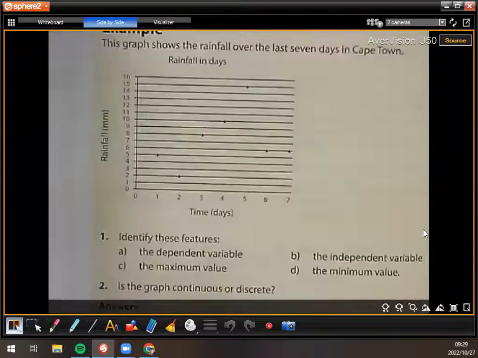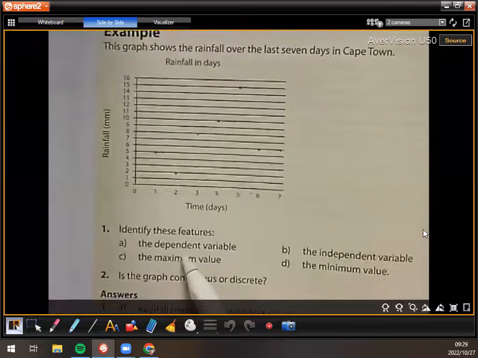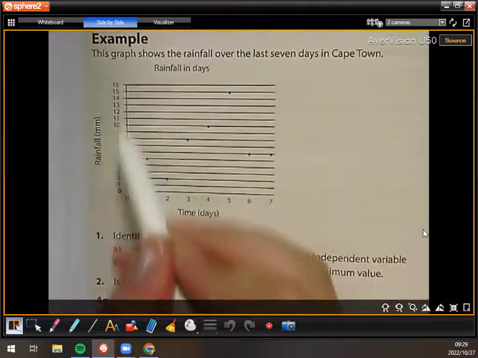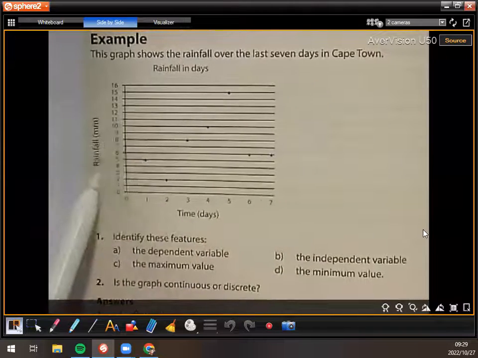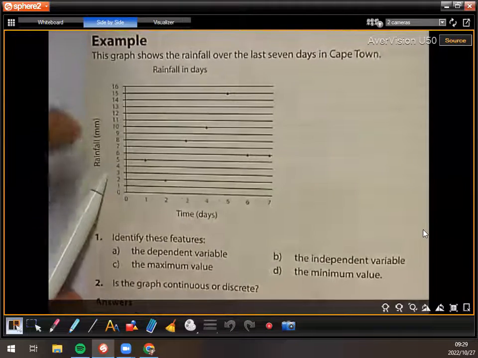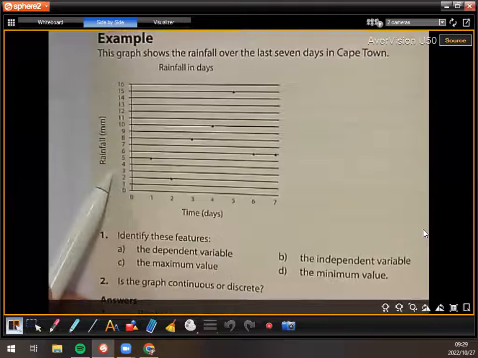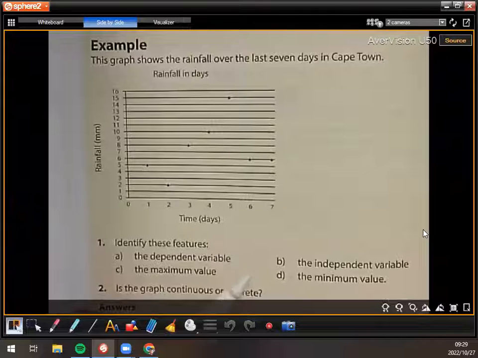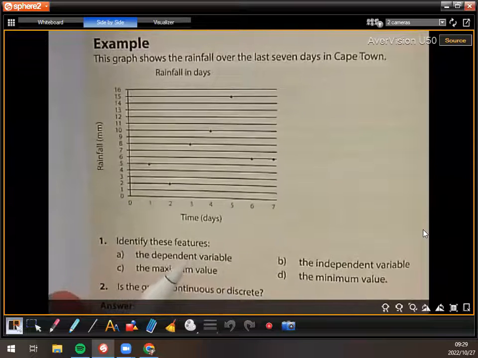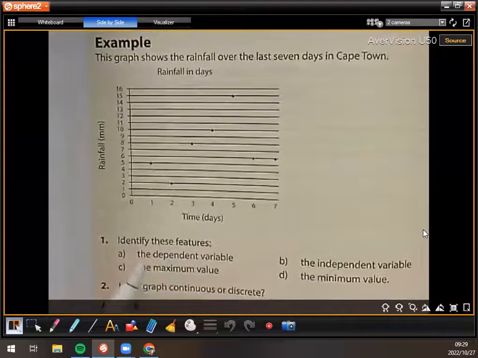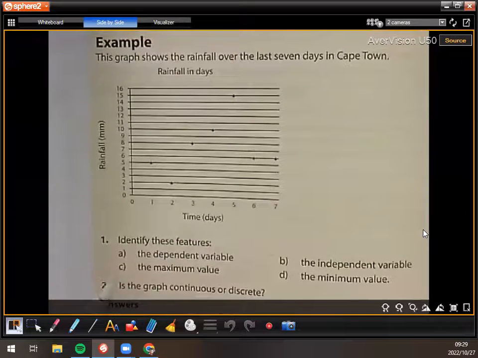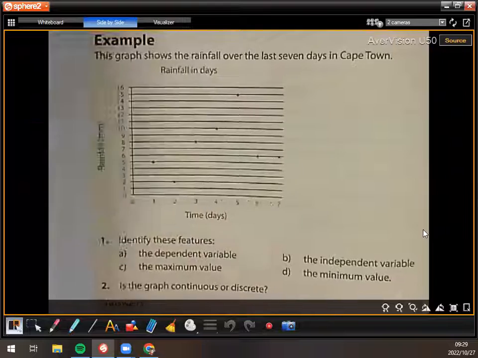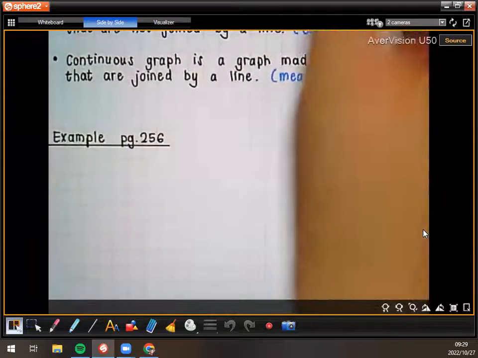Okay, so 1A, identify these features, the dependent variable. Time or rainfall, guys? Rainfall. It's actually very easy. If you remember that the dependent variable is on the y-axis, it's just going to be the one on the y-axis. But guys, do we agree that the days of the week are not going to change based on how much it rains? Does that make sense? Right? But on Monday, maybe it can rain. On Tuesday, it won't rain. On Wednesday, it can rain again. So the rainfall depends on the number of days here. All right. So for 1A.